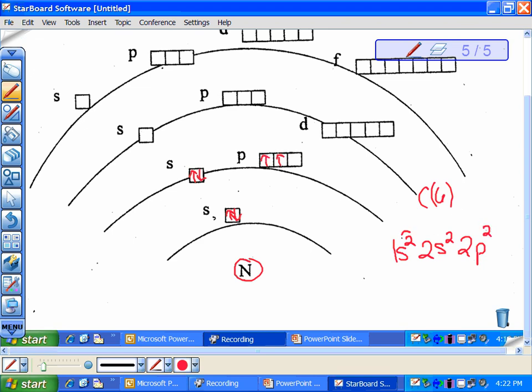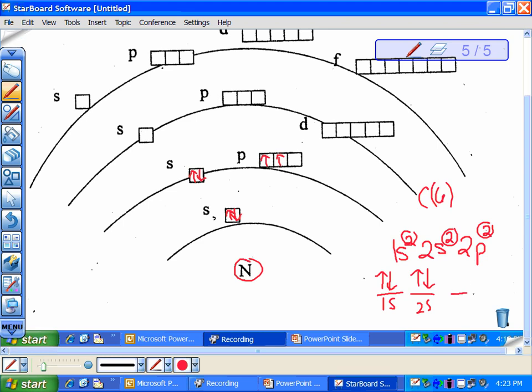I'd like to point out something. 2 plus 2 plus 2 add up to 6. These numbers always add up to our atomic number when we're talking about a neutral atom. So when I draw the arrow diagram, it looks like this. I go 1S, an up and a down arrow, and then I go a 2S, and I go an up and down arrow. I'm almost repeating this.